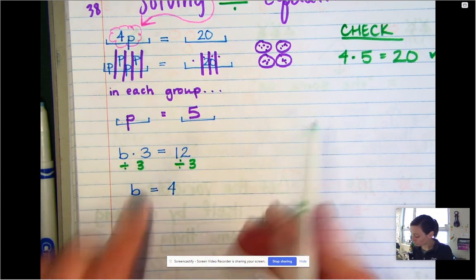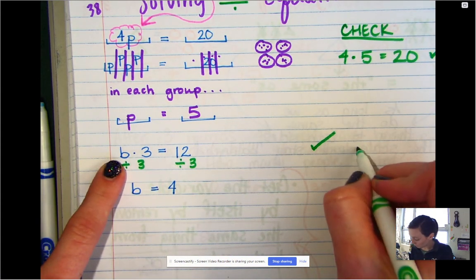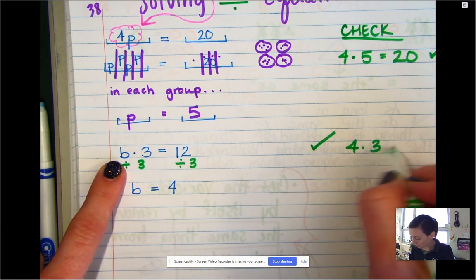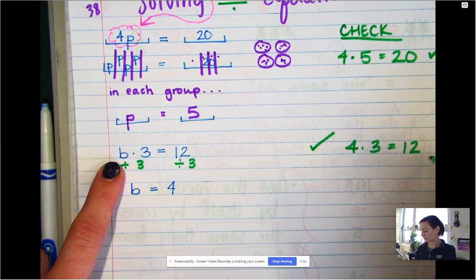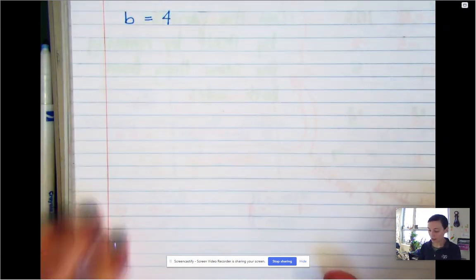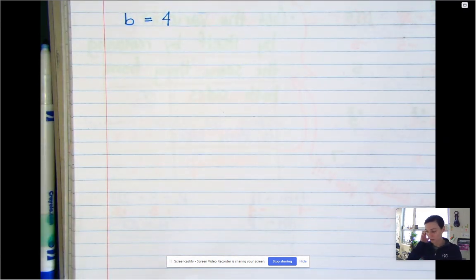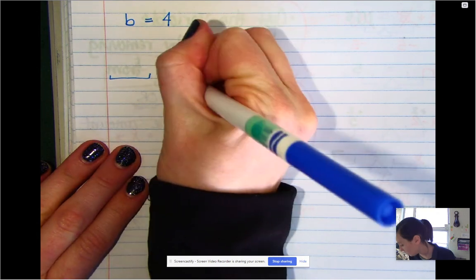Then I go back and check. So I'm going to put in 4 for b. 4 times 3 is the same as 12. Is that true? Yes, it is. So I'm good to go. All right. I also might have some, just like last time, where I might need to add more weight.